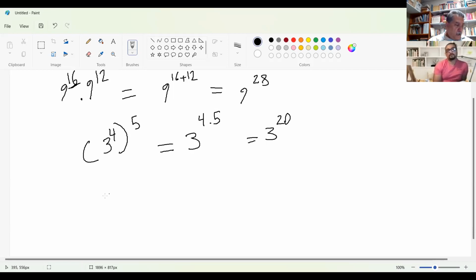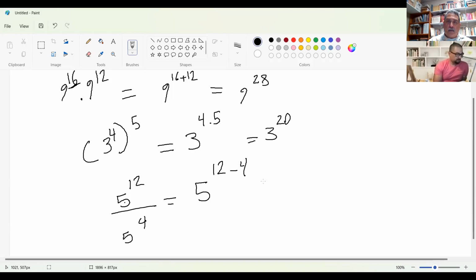If I have division, for example, 5 to the power of 12 divided by 5 to the power of 4, again notice the bases are the same, 5 and 5. It's the same as 5 to the power of 12 minus 4, which would be 5 to the power of 8. We subtract the exponents when it's division, provided the base is the same.